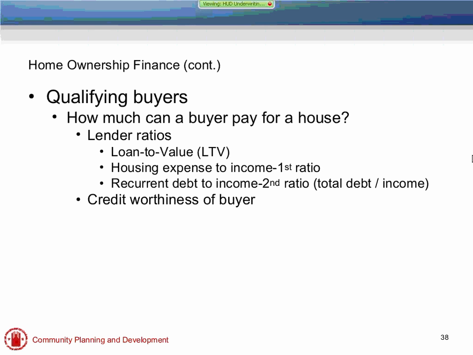Then the other ratio is our recurring debt to income, or our second ratio, and that's also considered the back ratio. So this is our entire total debt divided by our income. So this percentage is going to be a little bit higher, maybe 33 to 45%, really depending on the area. And this is really the sum of all housing expenses plus debt. So it's going to be loan payments, any job-related expenses, maybe child support, any total recurring monthly obligations are going to be considered into the second ratio.